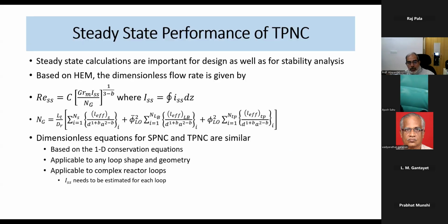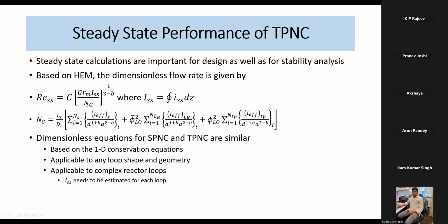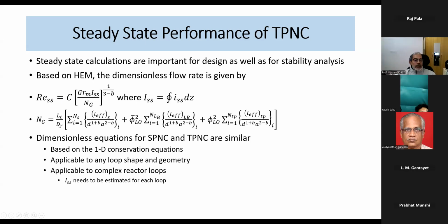And if you go to a two-phase natural circulation system, again, if you use the homogeneous equilibrium model, you can get similar studies, exactly similar correlation. The only difference is the geometric number which we calculate. There is a single phase region, there is a two-phase region where the quality changes, and there is a two-phase region where the quality remains constant, especially the adiabatic two-phase pipes above the heater. So all these three have to be accounted. Otherwise, the equation is same.